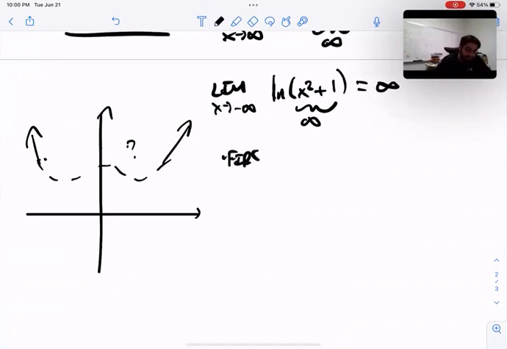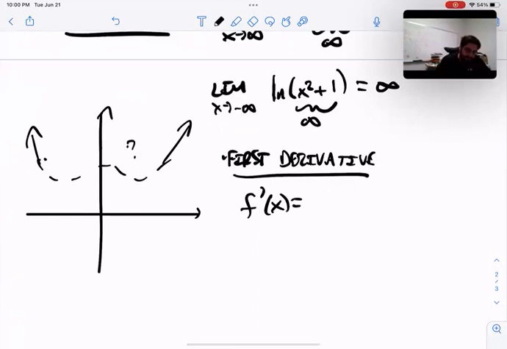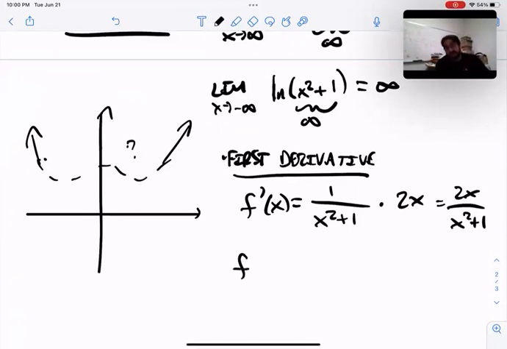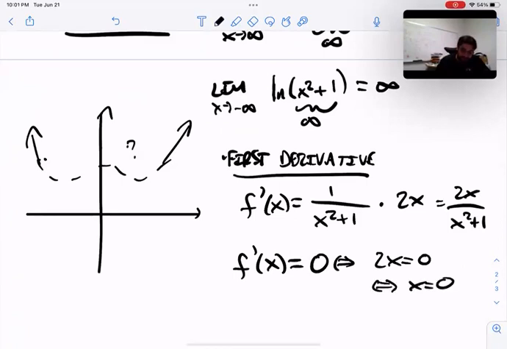So what is the first derivative of this function? The first derivative, f prime of x, is 1 over x squared plus 1 times 2x by the chain rule, right? So this is 2x over x squared plus 1. Then I could find when this is positive, when this is negative, right? And when is it 0? This quantity would be 0 if and only if the numerator is 0. So it's 0 if and only if 2x is 0, which is to say only when x is 0. So that's the only 0 of the first derivative.